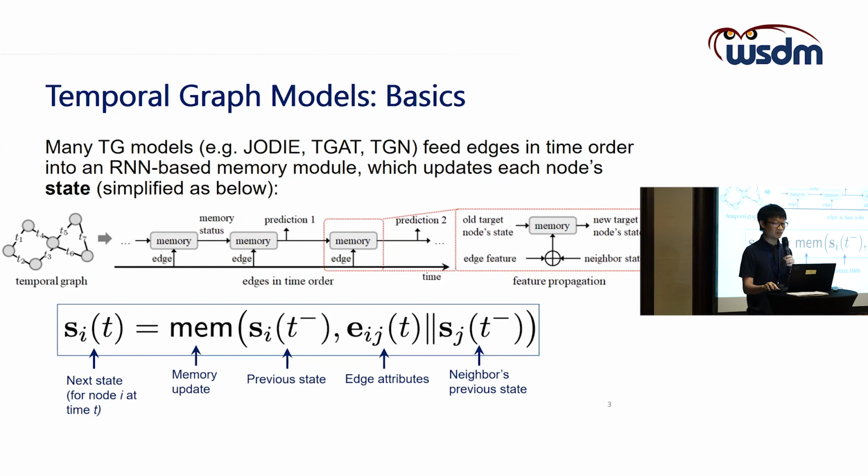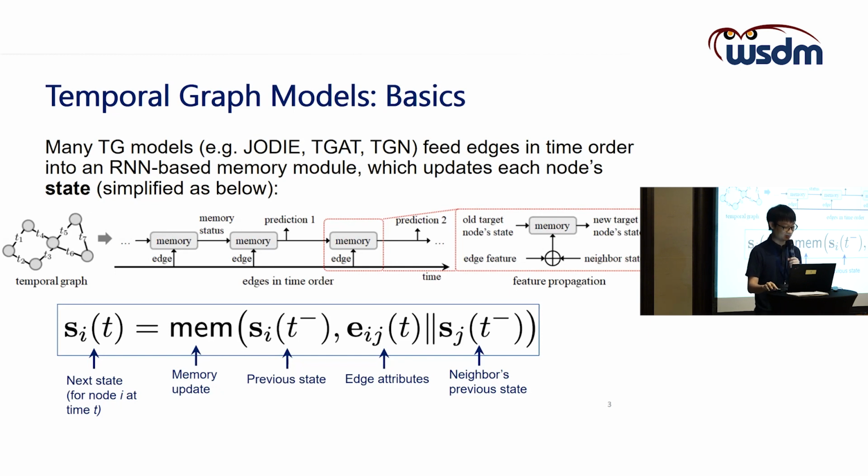So what do we mean by state here? State is just a time-evolving node embedding. You can think of it as very similar to the standard node embeddings that you're familiar with. The only difference is that instead of having a single node embedding for each node, we have a time-evolving state. That means we have different node embeddings at each time. That's referred to as the state.